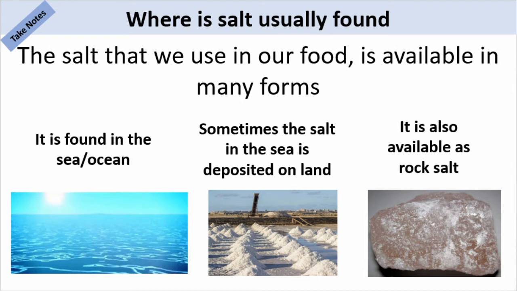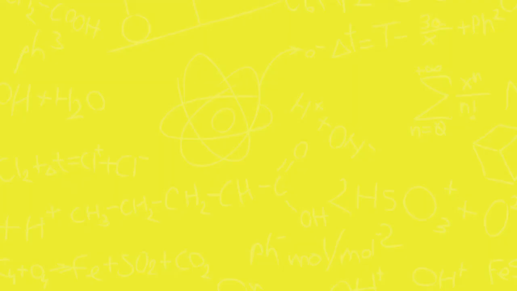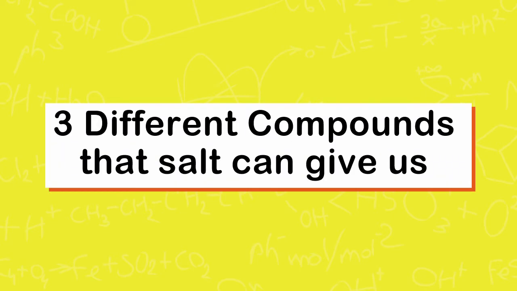Now these are the general uses, and this is generally how we find this salt. Apart from this, in industry there are a lot more uses for this salt, which we are going to look at today. We are going to talk about three different compounds that salt can give us.